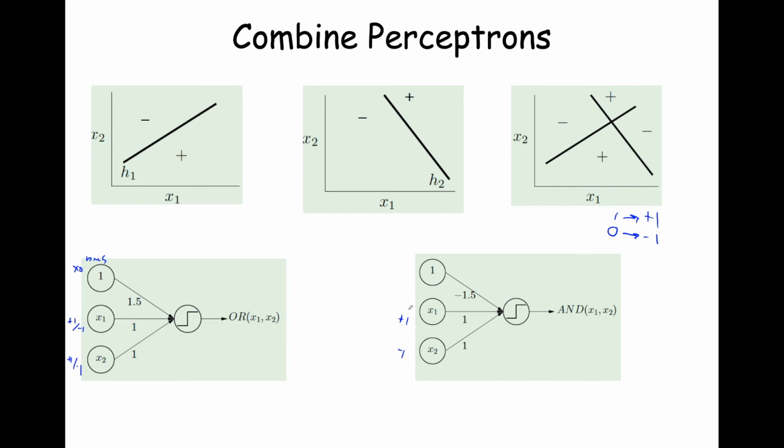Okay, so let's look at when both of them are plus 1. That's 1 plus 1, that's 2. 2 plus minus 1.5, that's positive 0.5, sign of positive number is going to be 1. So it acts just like an AND. So this is going to be our OR function using the inputs and our weights, our perceptron. This is going to be the AND function. These configurations give us this logical function.